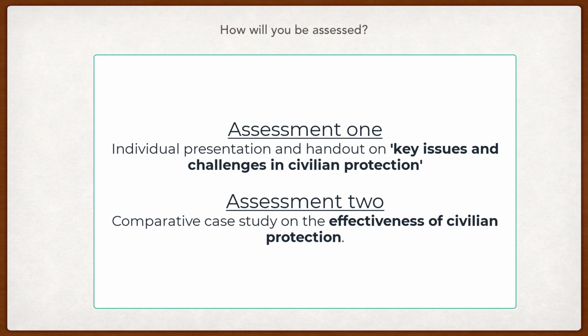Your second assessment is a comparative case study. It's written and you do it right towards the end, and you're going to be thinking about the issues about effectiveness of civilian protection. So you'll be drawing on the different ways we're going to approach, different methods, different approaches, and think about that. So between the presentation and the comparative case study, you should have a chance to use the module materials and the reading and really be able to delve into this subject at level 4.